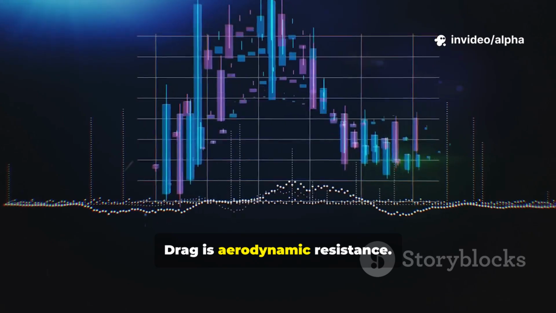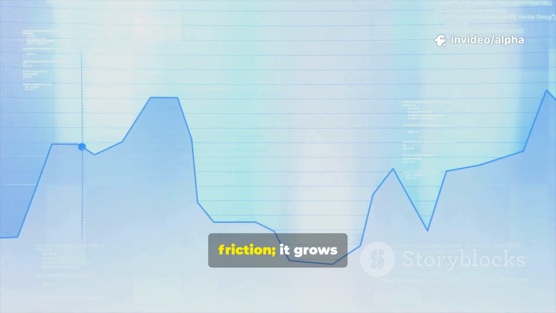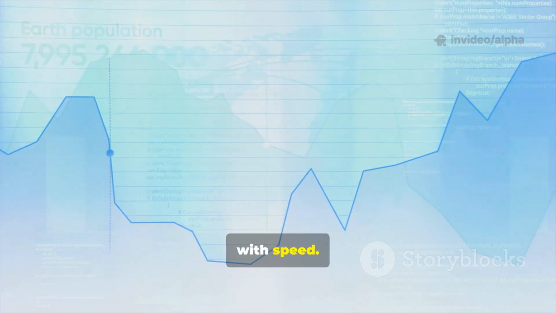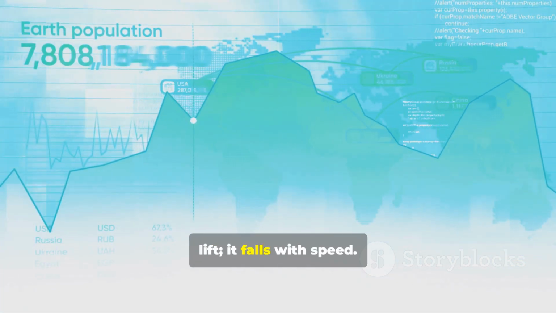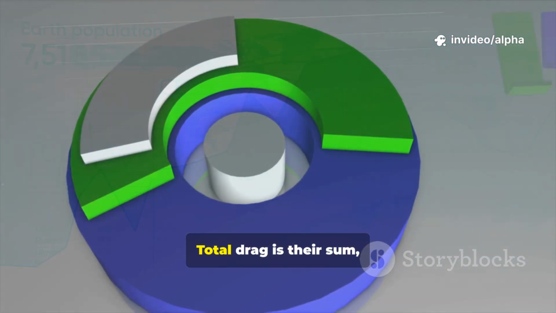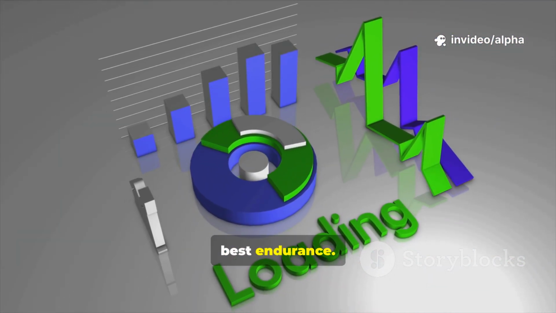Drag is aerodynamic resistance. Parasite drag comes from shape and skin friction. It grows with speed. Induced drag is the penalty for making lift. It falls with speed. Total drag is their sum, and minimum drag is the sweet spot for best endurance.